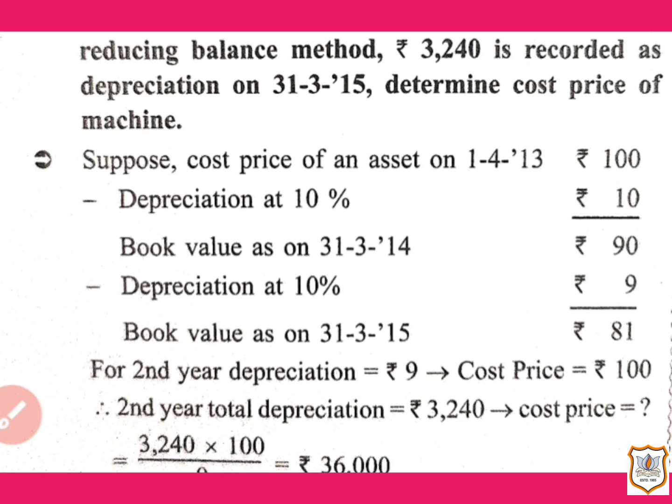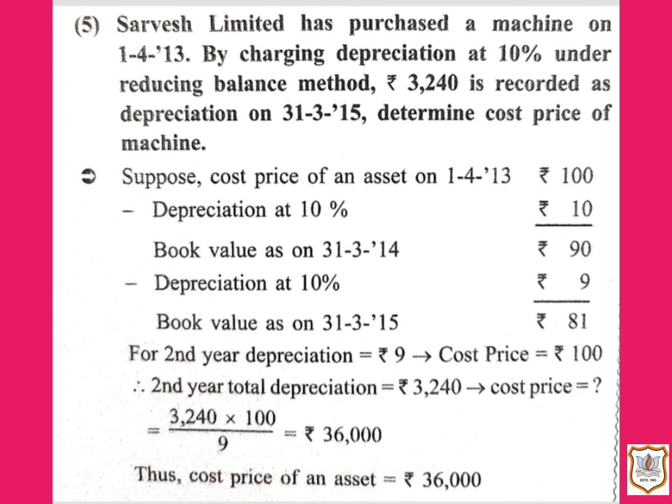Now let us move to question number 5. Here is the question. Sarvesh Limited has purchased a machine on 1st April 2013 by charging depreciation at 10% under reducing balance method. Rupees 3,240 is recorded as depreciation on 31st March 2015. Determine cost price of machine. Here we have to calculate depreciation under reducing balance method. So we know that here every year depreciation is calculated on the opening balance of the respective year. And here we have to find out cost price of machine.